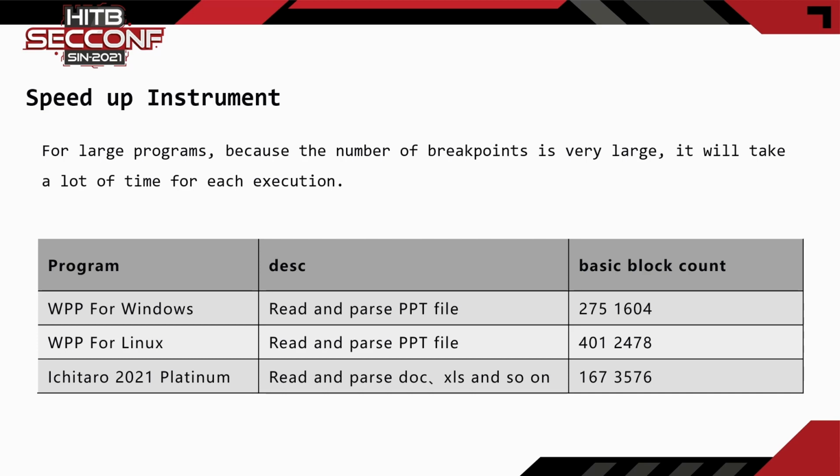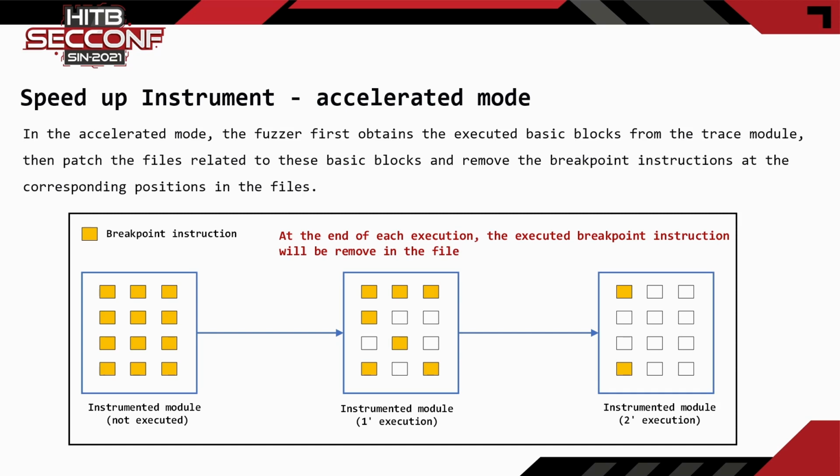Next, I will introduce the second problem that greatly affects the speed of fuzzing. For large software, because the number of breakpoints is very large, it will take a lot of time for each execution. This will cause our fuzzing speed to be very slow. The following table shows the number of breakpoints that the program needs to patch. Trapfuzzer implements an accelerated mode to handle this problem.